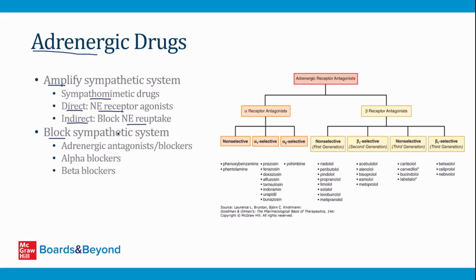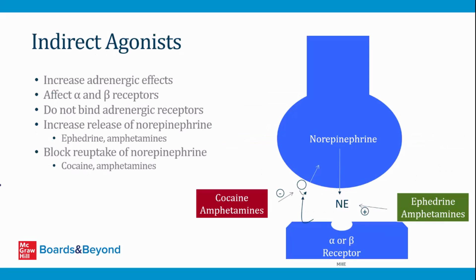And then also in this video, we'll talk about drugs that block the sympathetic nervous system. These are adrenergic antagonists or blockers. And some of these drugs block alpha receptors, some of them block beta receptors. Okay, so let's start by talking about drugs that function as indirect adrenergic agonists.